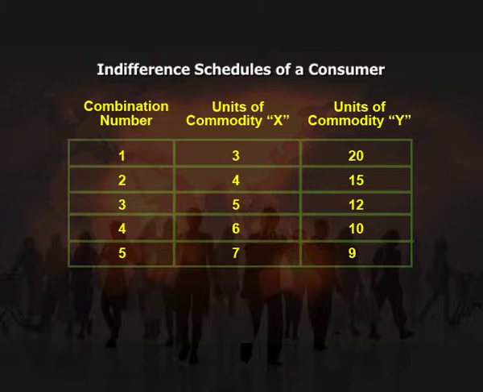Let us see the table of indifference schedules of the consumer. In this indifference schedule, a consumer will be indifferent to combinations 1, 2, 3, 4 and 5 because each combination provides an equal amount of satisfaction to him. This is an example of one such indifference schedule, and any number of such schedules can be made which may represent a higher or lower level of satisfaction to the consumer.